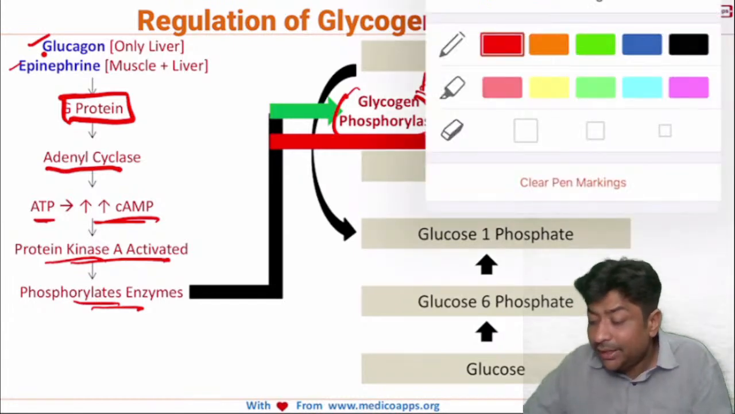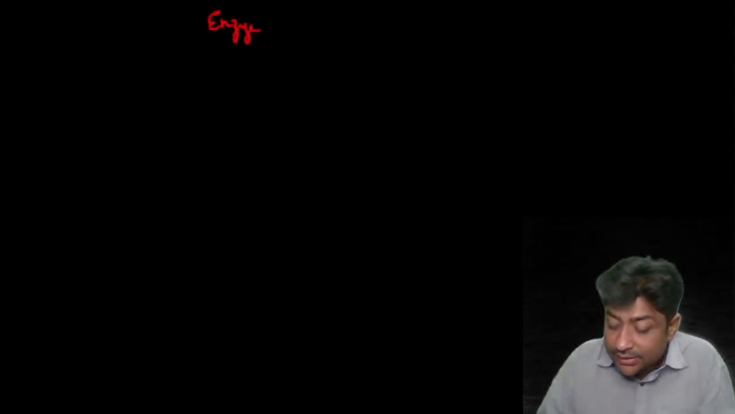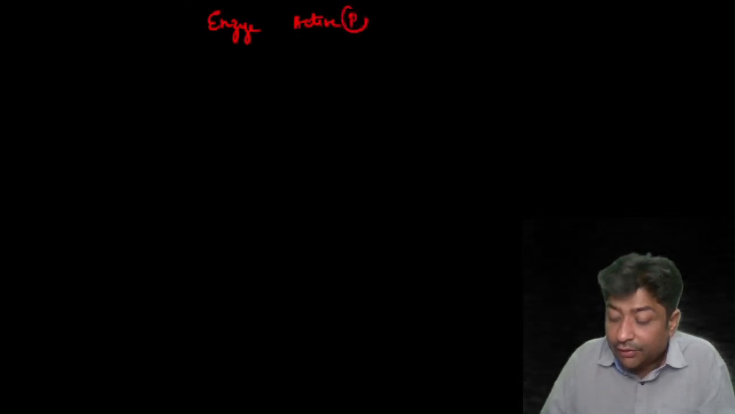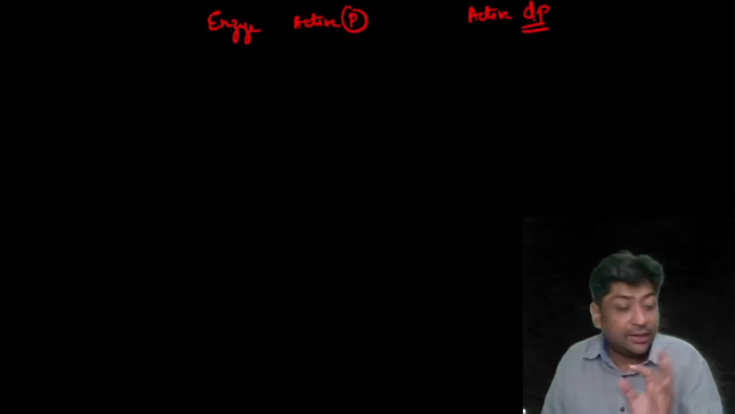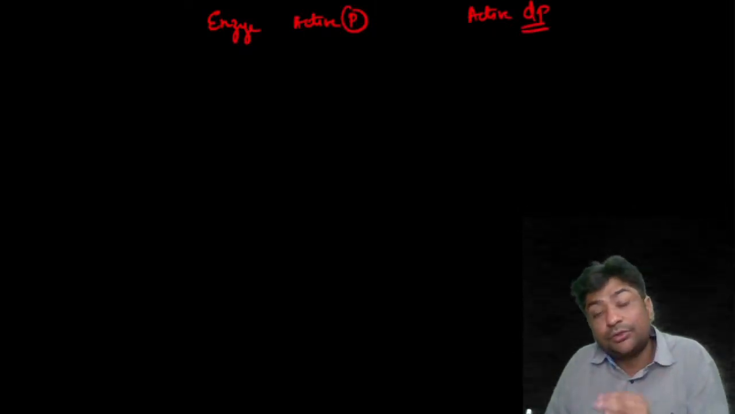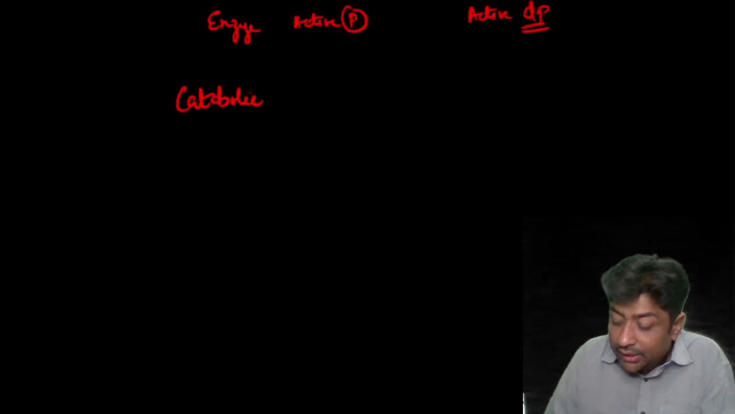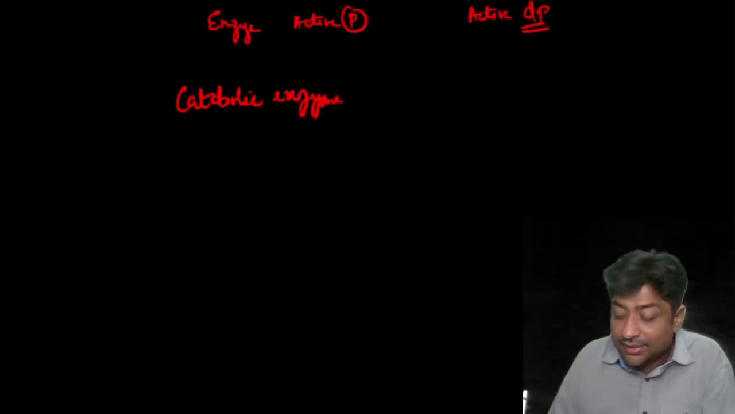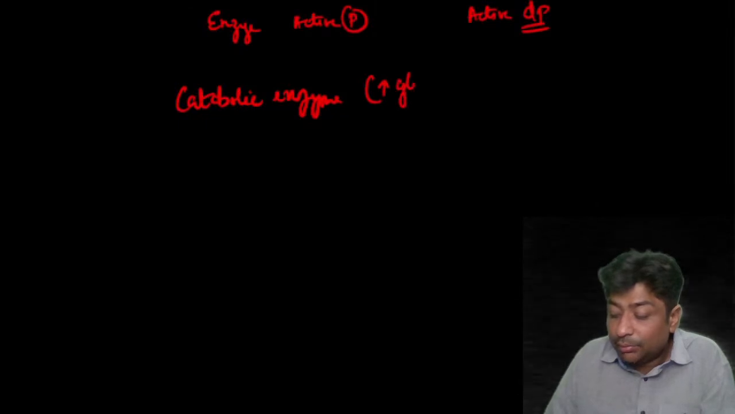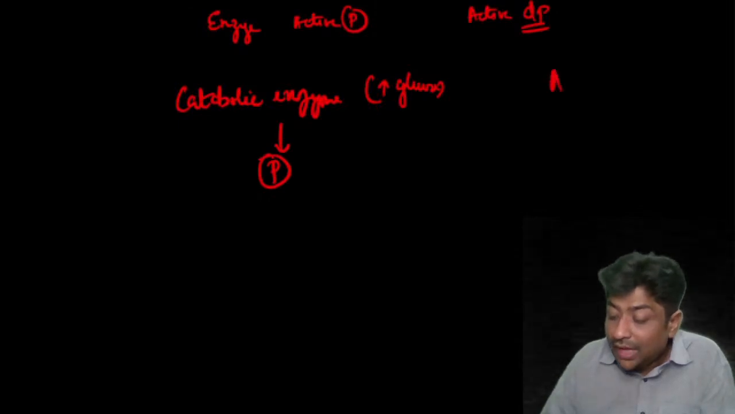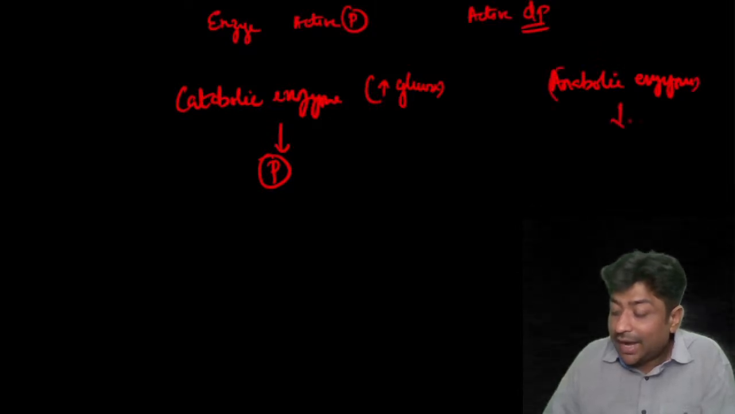Now, let me tell you a very simple concept about which enzyme is active in phosphorylated form and which is active in dephosphorylated form. You don't have to learn it. I'll tell you a simple concept so that after this session you will always be able to answer it. Remember, all the catabolic enzymes, which means all the enzymes which will increase blood glucose, will be activated in phosphorylated form. And all the anabolic enzymes or pathways will be active in dephosphorylated form.